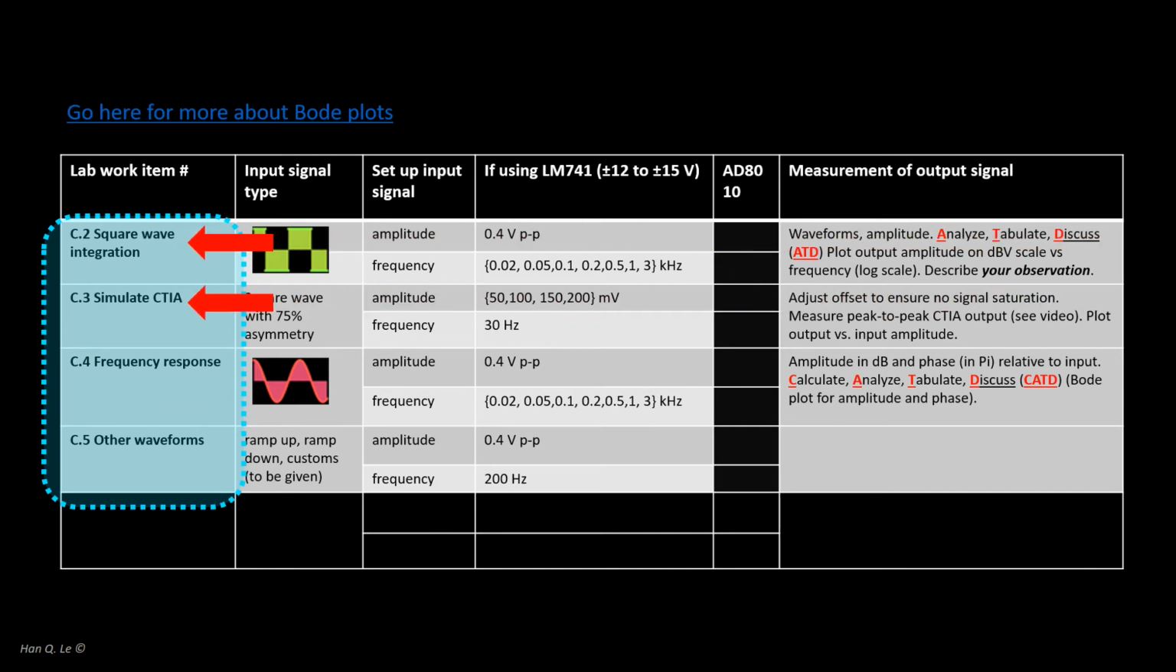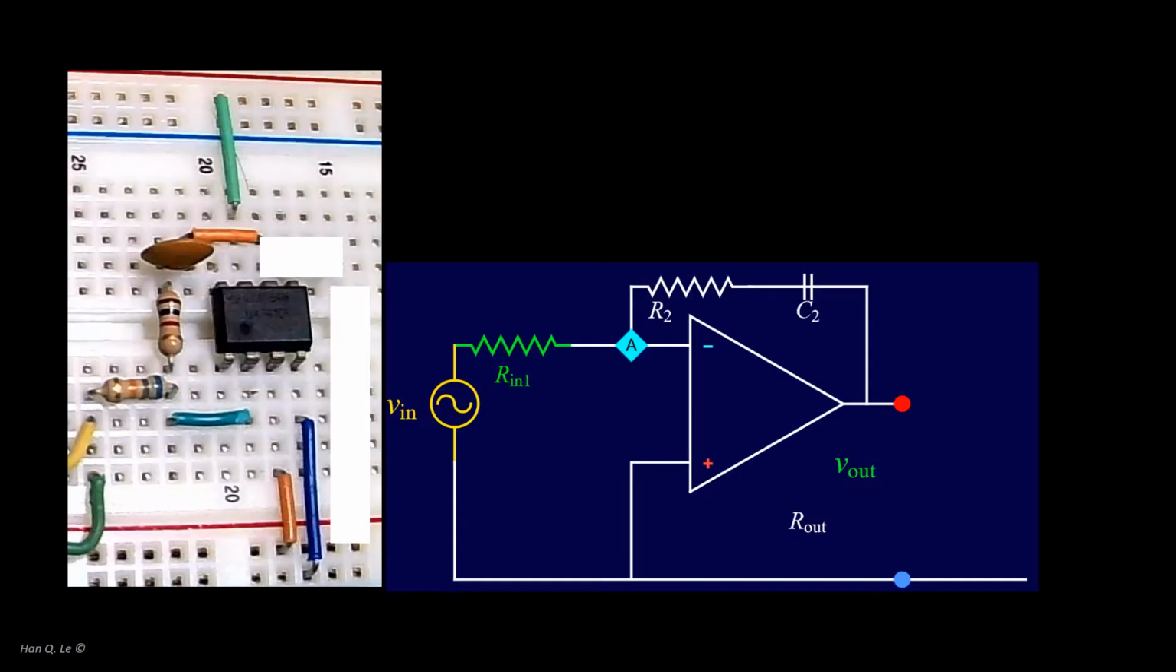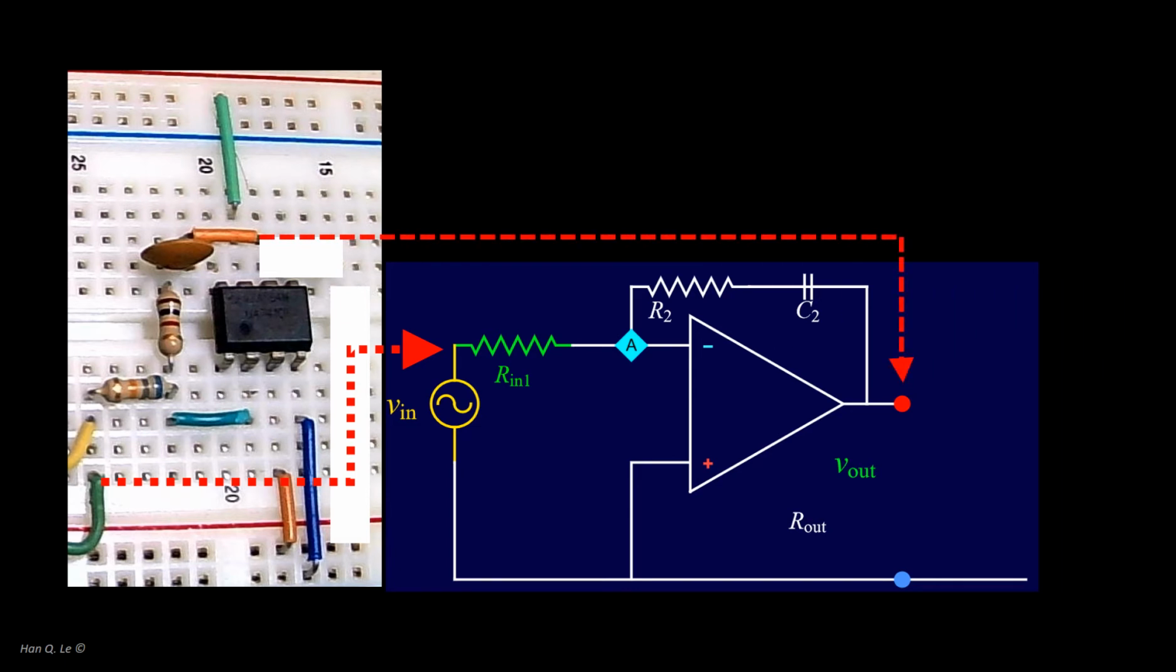However, C2 and C3 require some special consideration that has never been done previously, and this is discussed next. This graphic shows the schematic of the basic integrator circuit in the wiring app software. V-in is from a channel of AD2 waveGen. V-out is to be measured with AD2 scope channel 2.